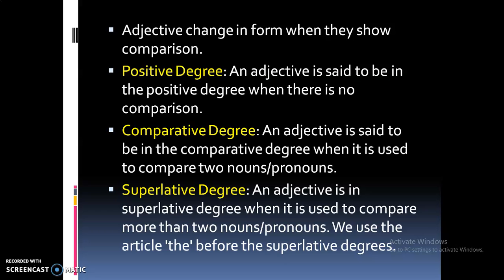And next is superlative degree. An adjective is in the superlative degree when it is used to compare more than two nouns or pronouns. We use the article the before the superlative degree. So this is very important. In superlative degree, you must use the article the before the superlative, like the most brilliant.